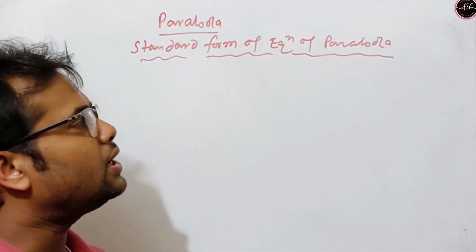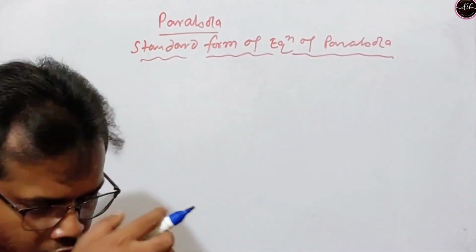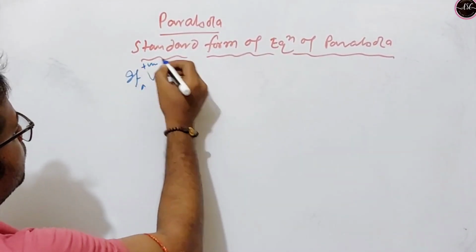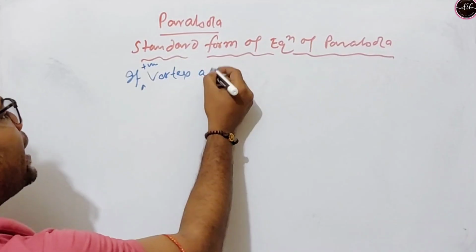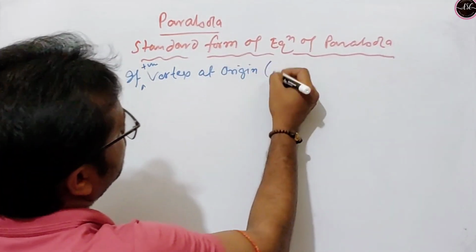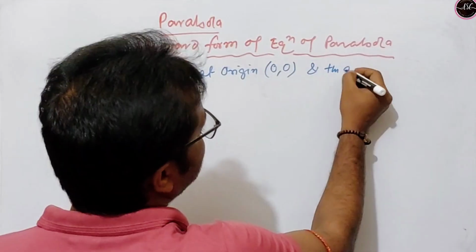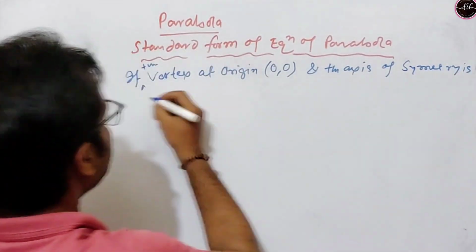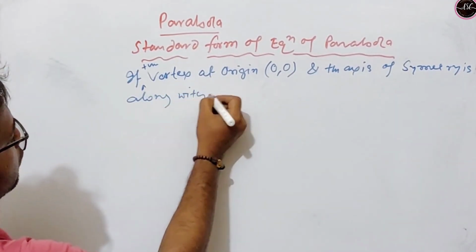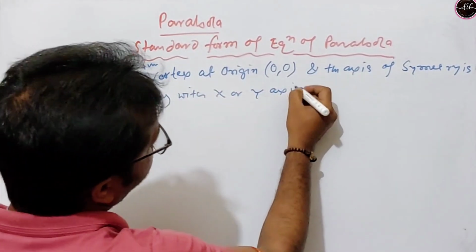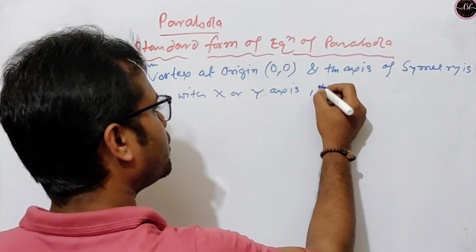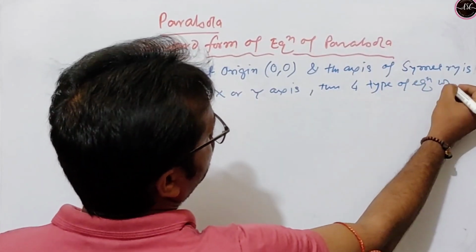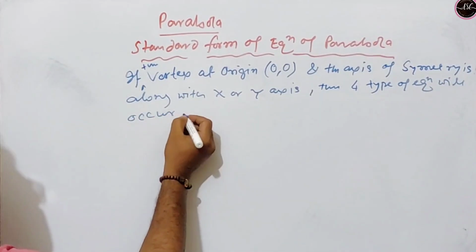Now we will learn about the standard form of the equation of a parabola. Here, if the vertex of the parabola is at the origin, that means (0, 0), and the axis of symmetry is along the x or y axis, then 4 types of equation will occur.